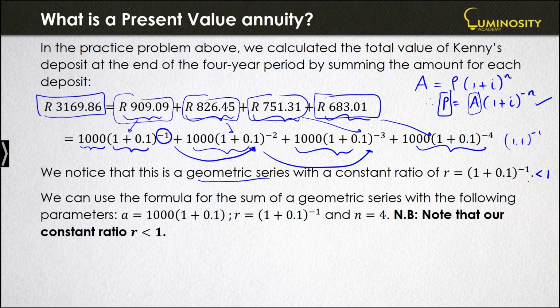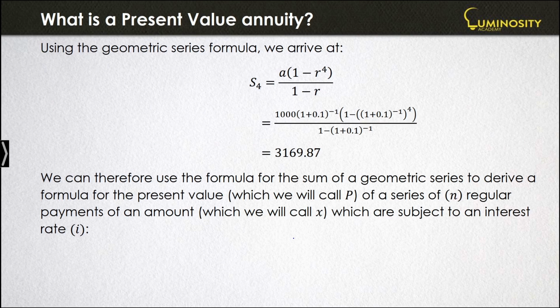So we're going to use the formula for a geometric series where your first term is this term here, 1,000 times 1 plus 0.1 to the negative 1, the constant ratio being that value there, less than 1, and your n being 4 years. So we use that second geometric series formula, and we can just put in the amounts, and you can see immediately you're going to get the present value that you're actually going to need: 3,169 Rand 87 cents. That is the principal amount that you deposit, so that you can ensure that that money accrues interest over time while still taking money out.